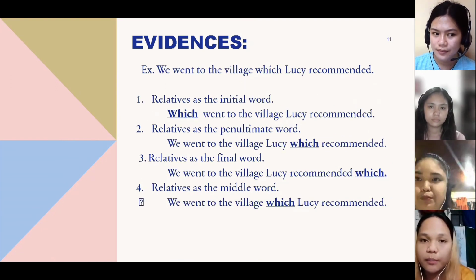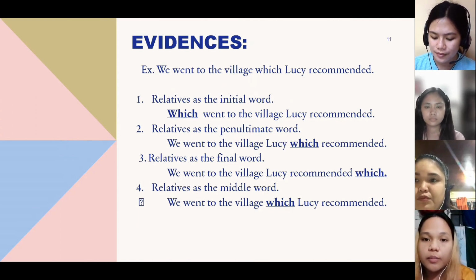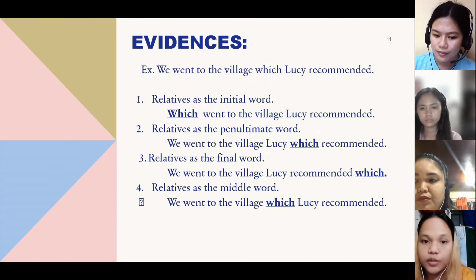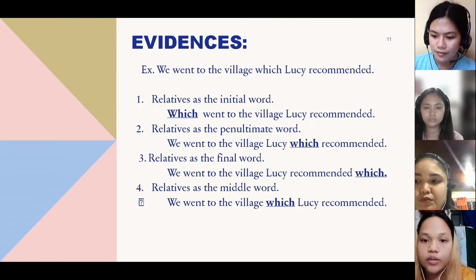So for the second example, we went to the village which Lucy recommended. So just like the first example, if we put the relative as the initial word, penultimate word, and the final word, the message of the phrase will become unclear. But if we put it as the middle word, it will become understandable. So it will become: we went to the village which Lucy recommended.